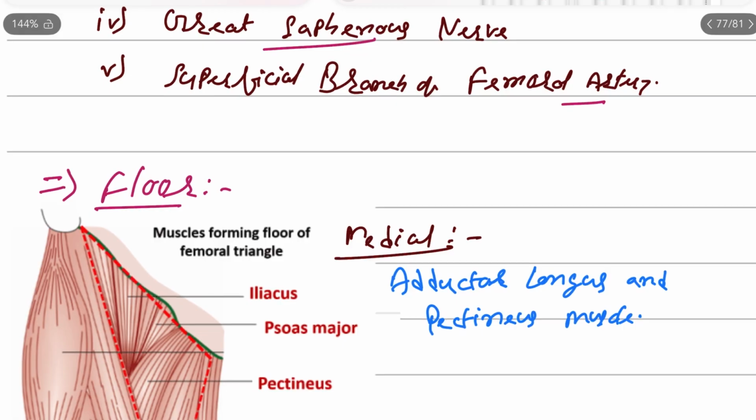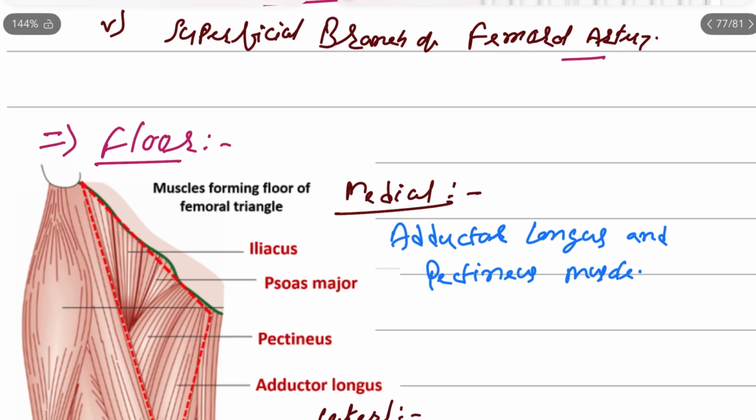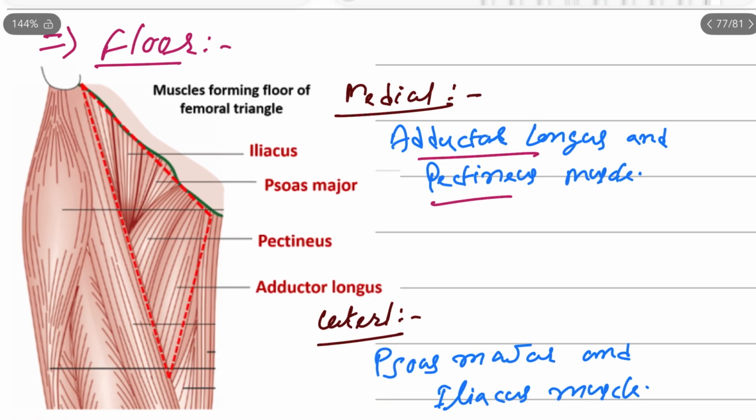Now I will discuss the floor of the femoral triangle. The floor is made by two groups of muscles, medial and lateral. The medial group is the adductor longus and pectineus muscles, and the lateral group is the psoas major and iliacus muscles.